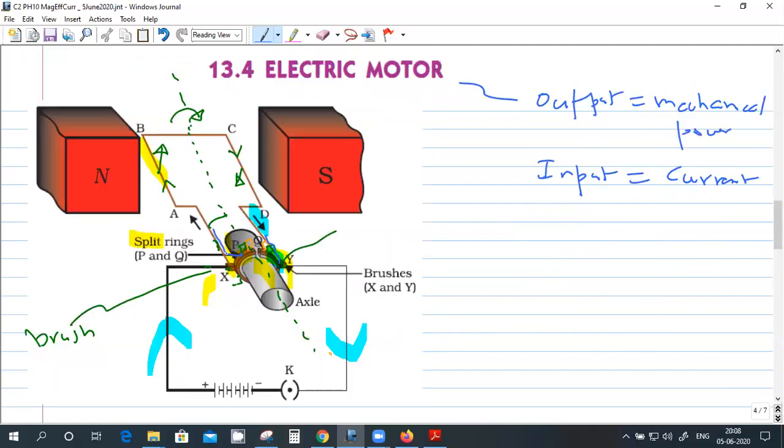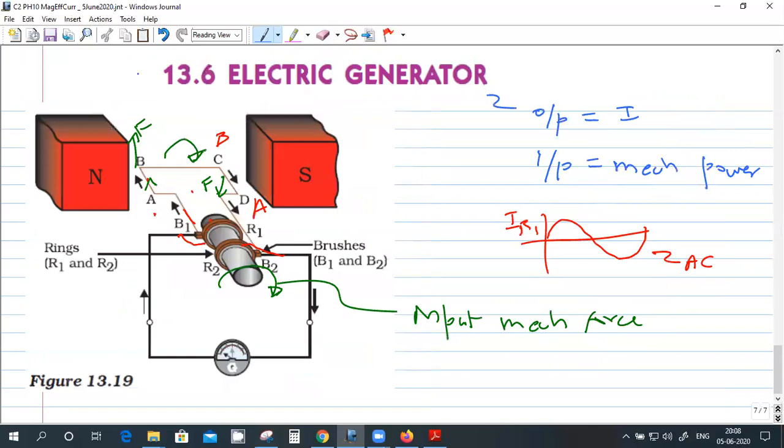So similarly here also, the stationary part is the brush. So this wire is connected to the brush, and this wire, which is moving the coil, is connected to the ring. Okay. Brush is stationary, and the ring is attached to the axle, and it is moving. Okay.